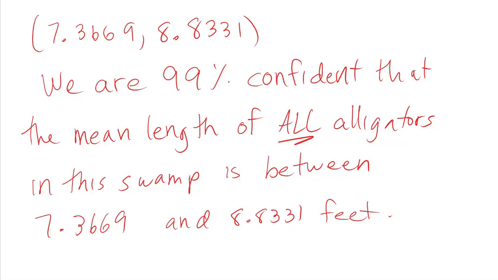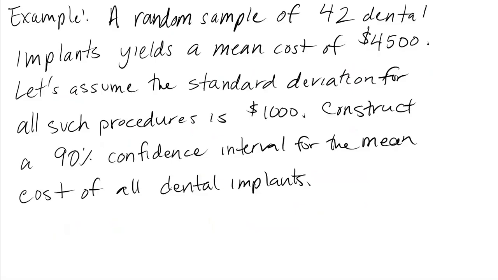Let's try another one. A random sample of 42 dental implants yields a mean cost of $4,500. Let's assume the standard deviation for all such procedures is $1,000. Construct a 90% confidence interval for the mean cost of all dental implants.